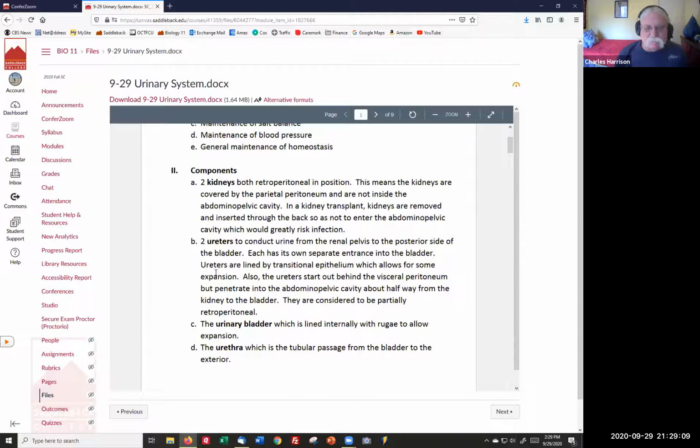The bladder itself is lined with rugae. We saw that in the stomach. And that allows the organ to expand. The tubular passageway to the exterior, we know it as the urethra.